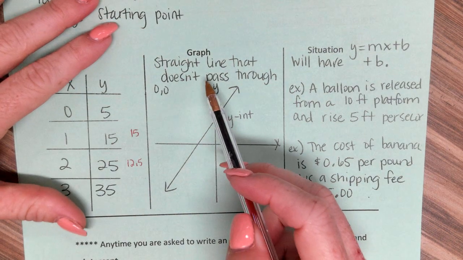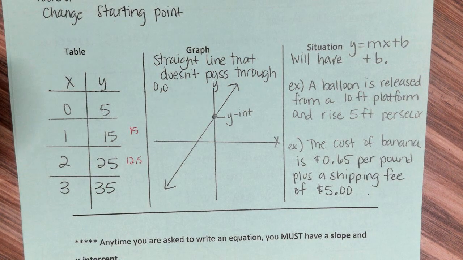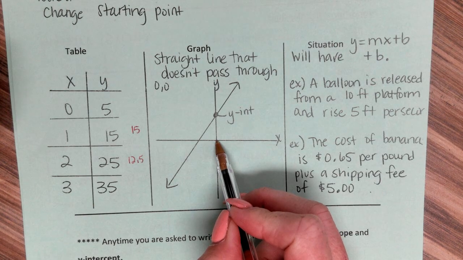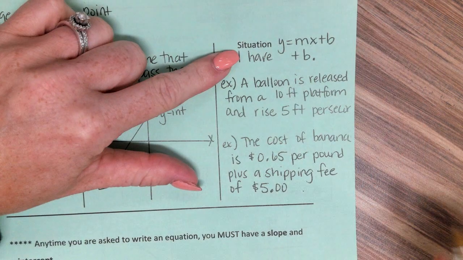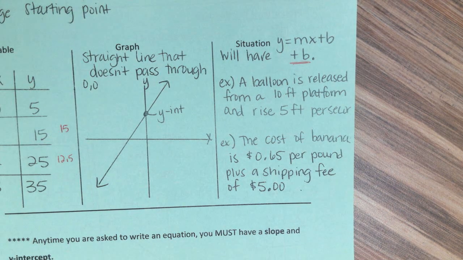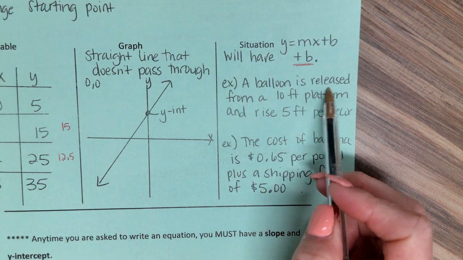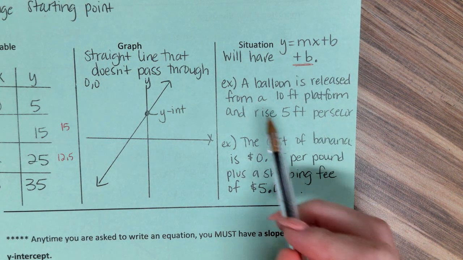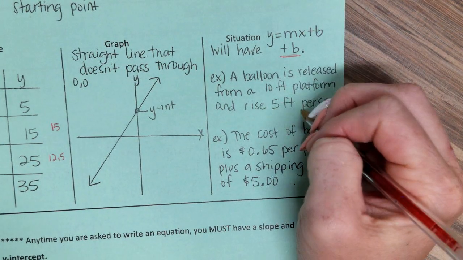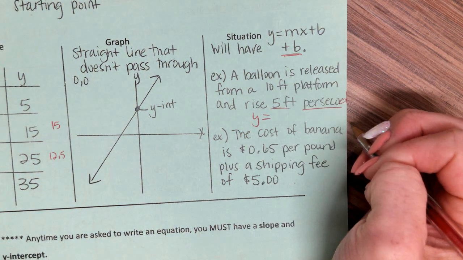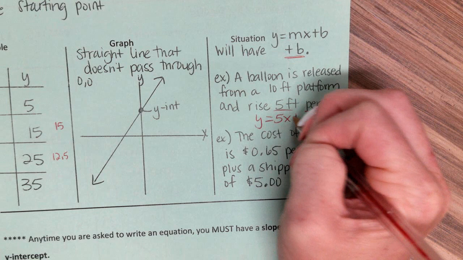On a graph, what's going to be different between non-proportional and proportional? It's not going to pass through 0, 0. And in a situation, it will have the plus b. So it has to have two numbers, and the numbers will not both have per on them. So let's look at this example. A balloon is released from a 10-foot platform and rises 5 feet per second. Only one of those numbers had per. How would I write that? y equals 5x plus 10.